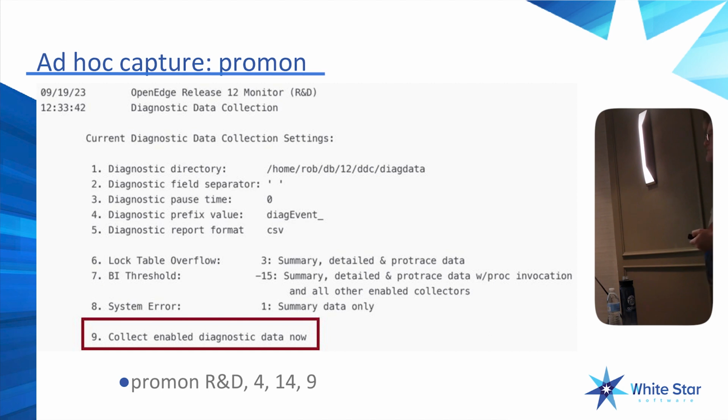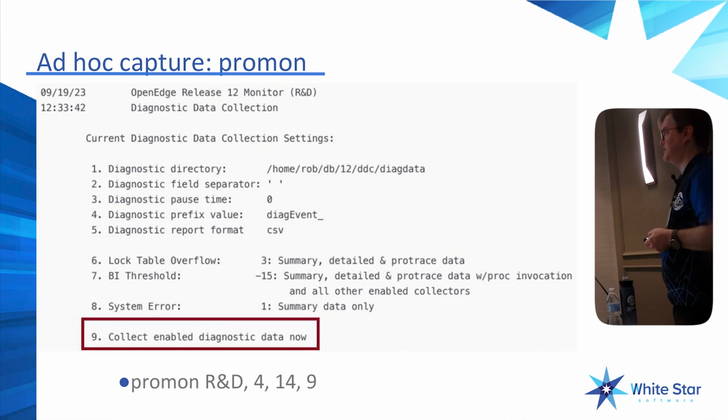The other way to do this is in Promon. This screen is R&D 414, and you can see that for all of the startup parameters I talked about, there are options where you can set these within Promon, which is nice. And you can change them on the fly and modify them, and you don't have to restart or anything.